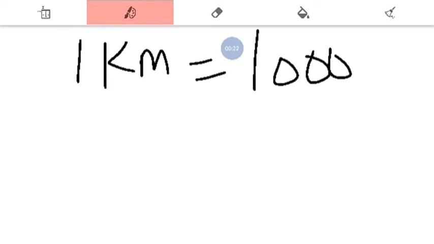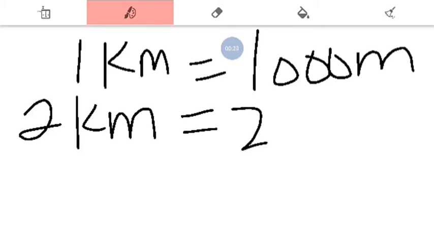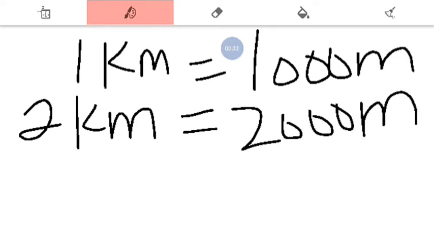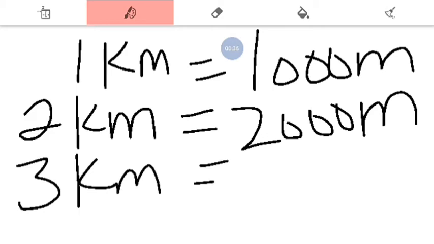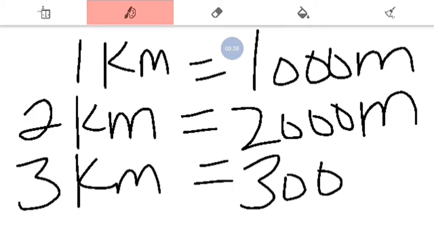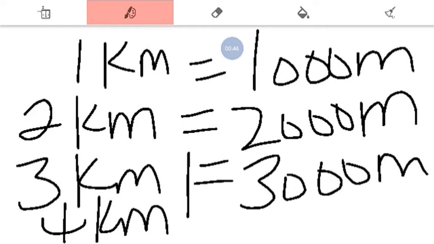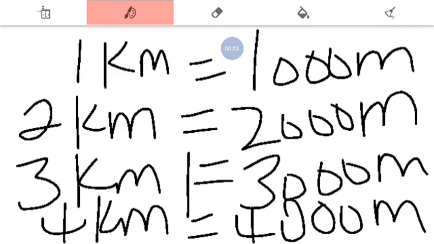So now let's take this mathematics drill on comparing measurement. We are going to look at how to convert from kilometers to meters in a very simple way. If 1 kilometer equals 1,000 meters, then 2 kilometers equals 2,000 meters. And so 3 kilometers equals 3,000 meters. Now 4 kilometers equals what? 4,000 meters. Clap for yourselves. Correct.